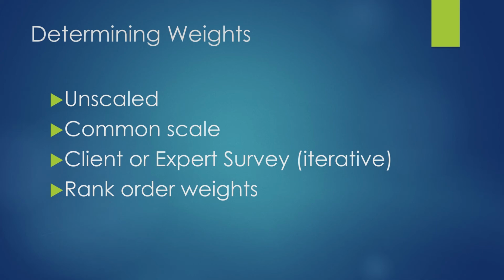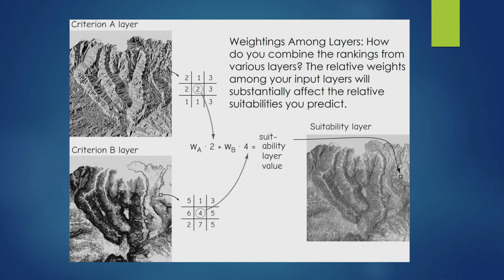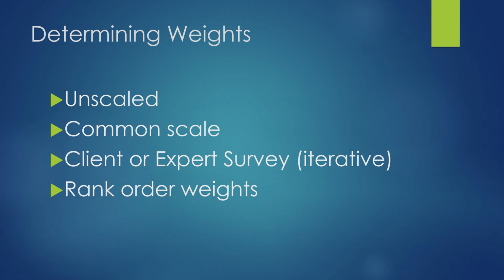you might move on to just doing a common scale, because sometimes your suitability ranks in one data set will range from 0 to 100, and another they'll range from 5 to 10. And so the one that ranges from 0 to 100 could dominate. So you could simply come up with a common scale. You could rescale all your variables, all of your suitability maps, so that they have the same range.